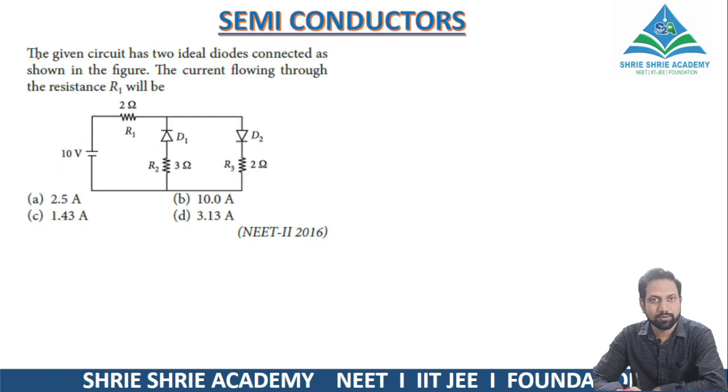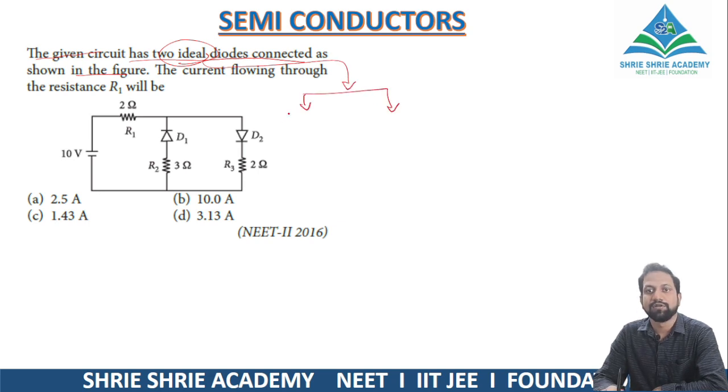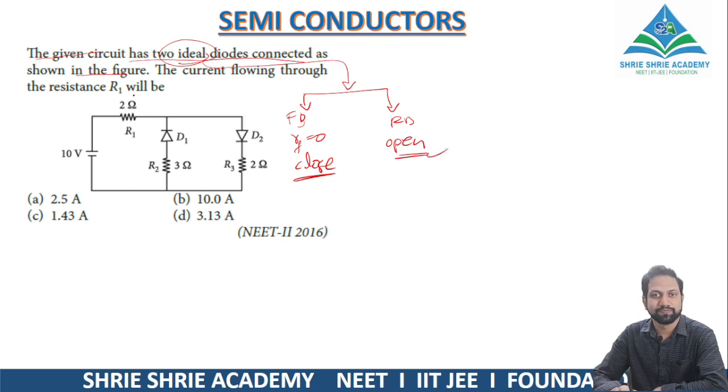The next, second problem: the given circuit has two ideal diodes connected as shown in the figure. They are also ideal diodes. Remember, if an ideal diode is in forward bias, it will connect, so resistance will be 0. In reverse bias, it will be an open circuit. Forward bias is closed circuit, reverse bias is open circuit.